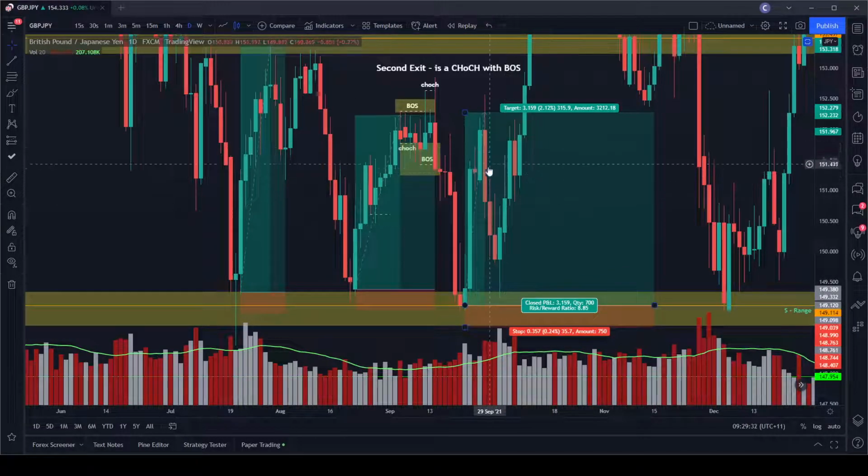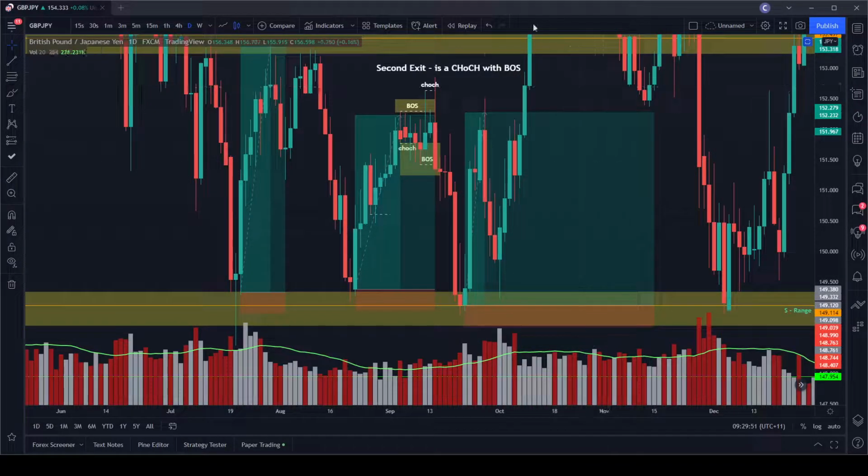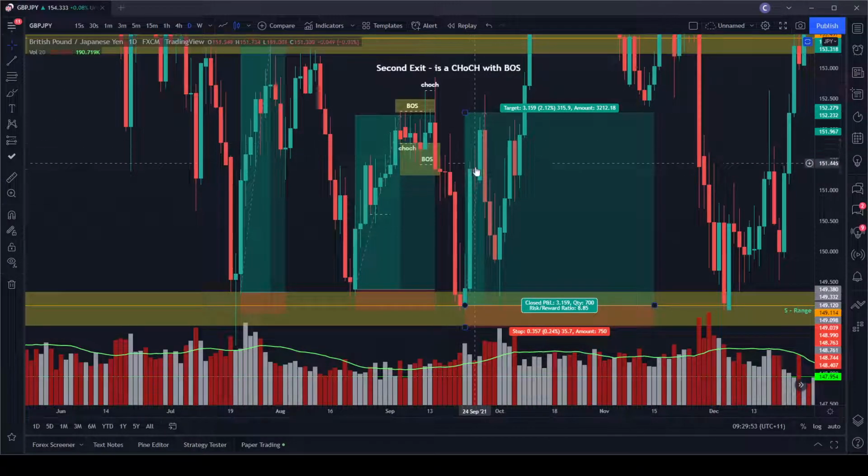Now this would be pretty scary. Obviously, you've come into this trade, you're up 315 pips, so about $3,150. Now it's come screaming back down. What do you do? Do you hold or do you get out? That's something that you'll have to figure out.